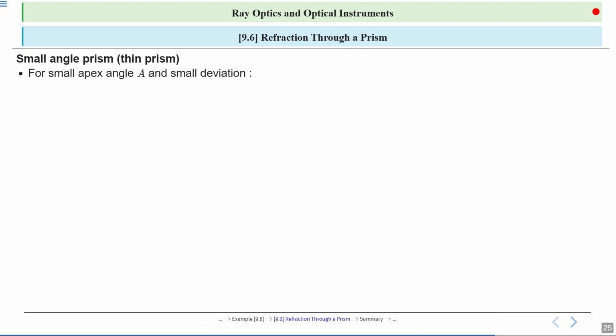Let's start by considering a small apex angle and small deviations in thin prisms. These conditions simplify our calculation and help us understand the basic behavior of light as it passes through. Here we approximate the sine of the angle as the angle itself, which is valid for small angles. This simplification allows us to work with easier mathematical expressions and is a common technique in physics.